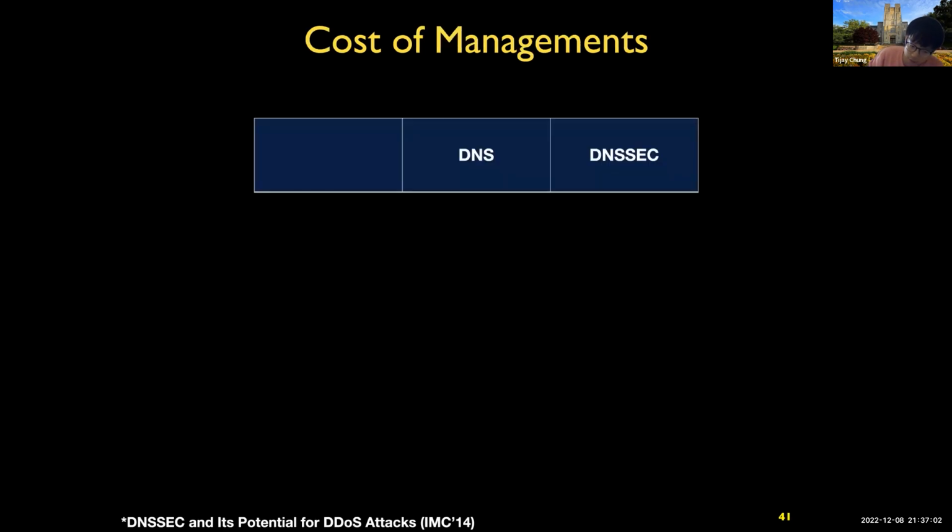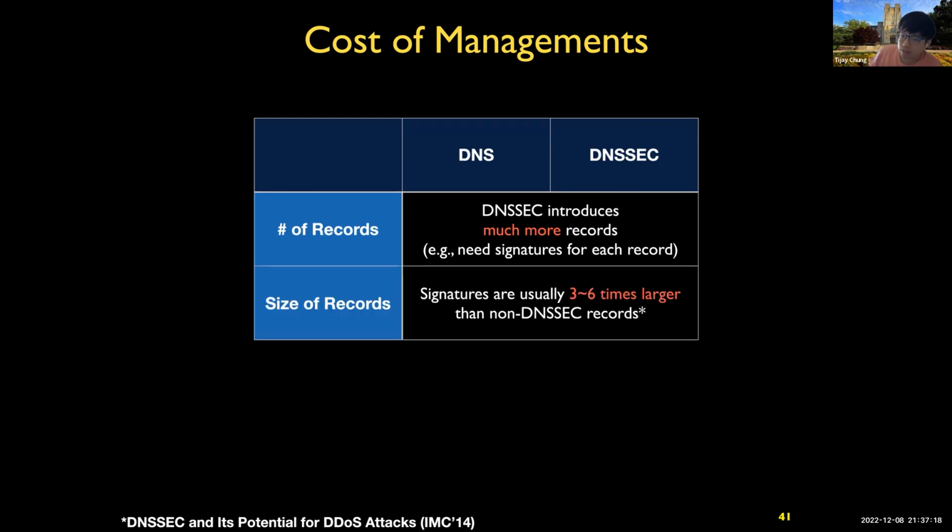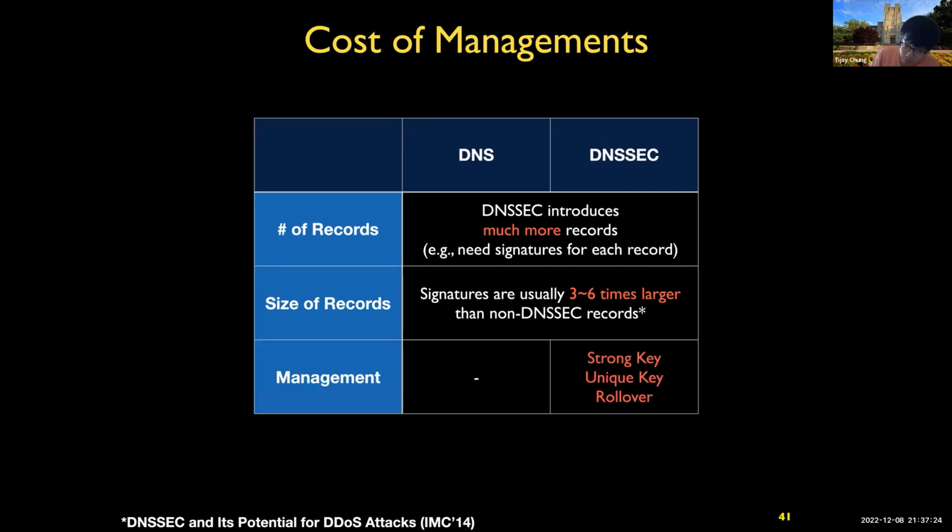The answer is really clear, because think about DNSSEC. DNSSEC introduces many more records: signature, RRSIG, DS record, DNS key records, right? And also, their size is typically three to six times larger than non-DNSSEC records. And the DNSSEC DNS key, right? The DNS key is a public key, which means you have to manage a matched private key.